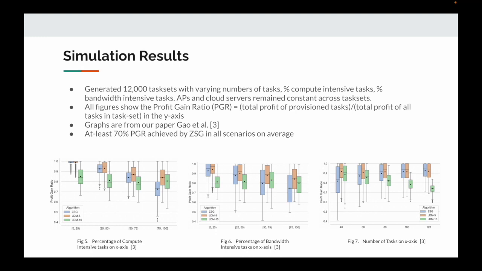in this presentation. So as you can see, ZSG in all scenarios at least covers 70% of the PGR on average. That is pretty good performance, even when the number of tasks increases or when there are high percentage of bandwidth intensive tasks or when there are high percentage of compute intensive tasks.